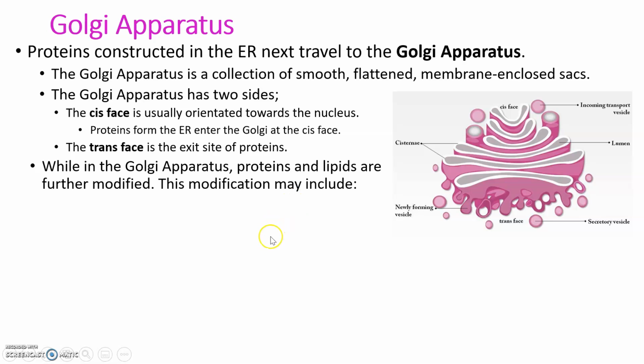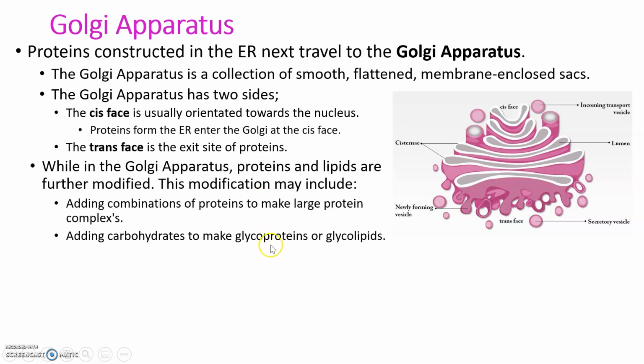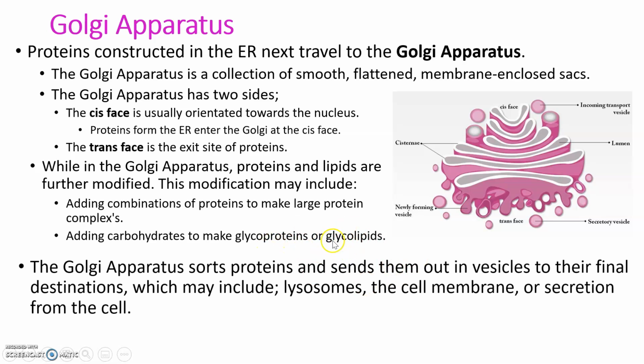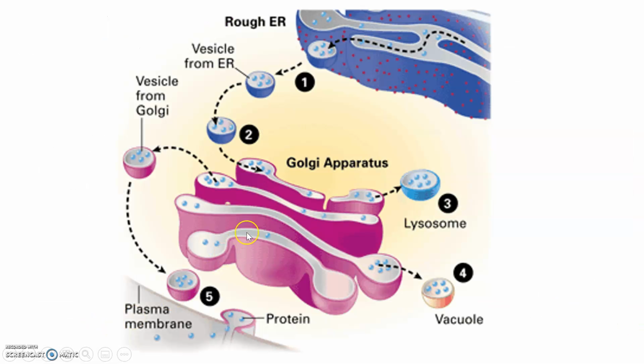it modifies them. They add different things to different proteins, they clump them together, they make them larger, they add different glyco. You see glyco there, that'd be carbohydrates. So a lot of modifications can take place in the Golgi. And then finally, the Golgi sorts and sends them out on their way. That might be to lysosomes, it might be to the cell membrane, it might be out of the cell, secretion from the cell. And so that's what we're looking at today.